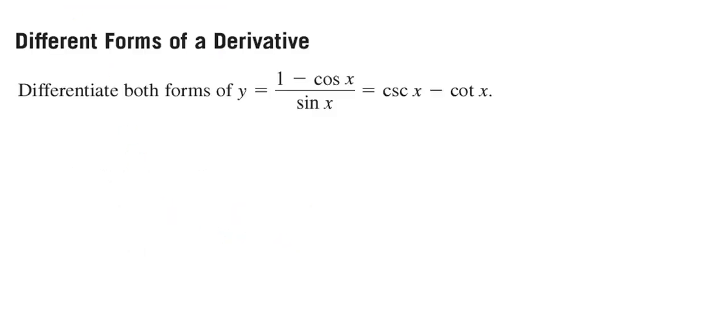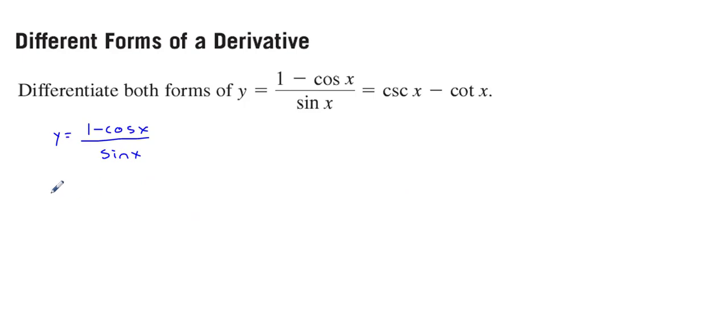Moving on. Well, let's do something fun. Let's find both forms of this derivative. So we have this function 1 minus cosine x over sine x. We could split this up and do 1 over sine minus cosine over sine and get cosecant and negative cotangent. Let's find both derivatives. Okay, first one. All right, there's our function.